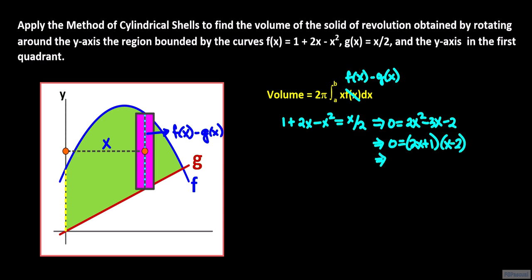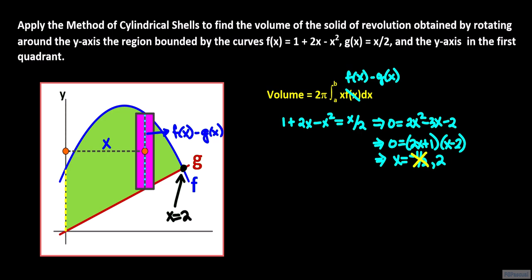And so the two curves intersect at x equals minus 1/2 and at x equals 2. X equals minus 1/2 is not in the first quadrant where region R is, and so we throw it out, so that it is only at x equals 2 where f and g intersect in quadrant 1.